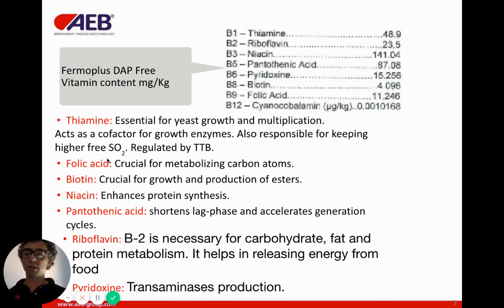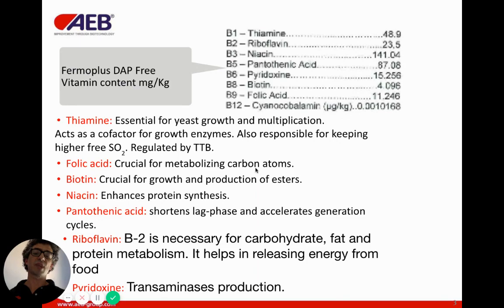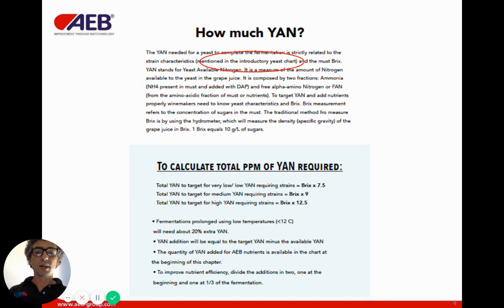Also, in this nutrient, you get all the other vitamins from the B range, the B2, B3, B5, B6, B8, B9, B12. A very interesting one is the pyridoxine here last in the list, because it's used for transaminases, and transaminases are cofactors that you need during the synthesis of different amino acids and esters for the aromatics.